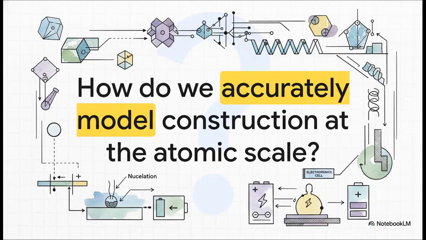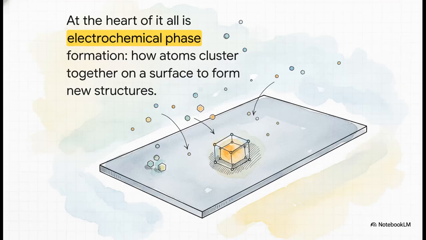What this all boils down to is a massive question for anyone in materials science. How do we actually model, and then predict, and then hopefully control how things get built at the tiniest possible scale? I mean, getting this right is absolutely crucial for everything from building nanostructures with insane precision to creating the next generation of batteries. The specific process we're really zeroing in on here is called electrochemical phase formation.